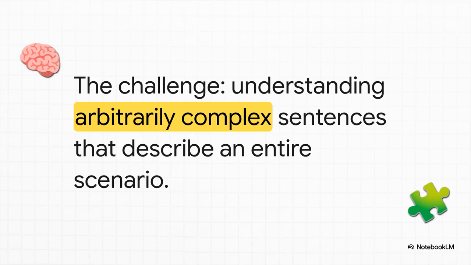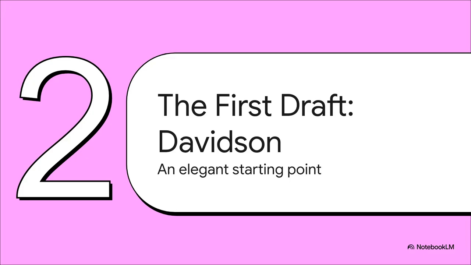And that really gets to the heart of the challenge here. This isn't just about teaching a computer to understand simple facts, like the sky is blue. The real goal is to get it to understand what logicians call arbitrarily complex sentences. These are the sentences that describe a whole scene, with causes, effects, and all the messy, real-world details that come with it. So the first big attempt to crack this code came from a philosophical approach that was really elegant, but as we're about to see, it was just a little too simple for the real world. Think of it as the first draft.